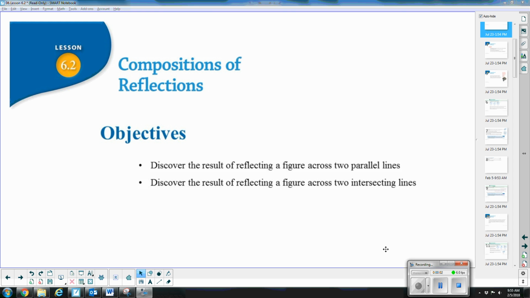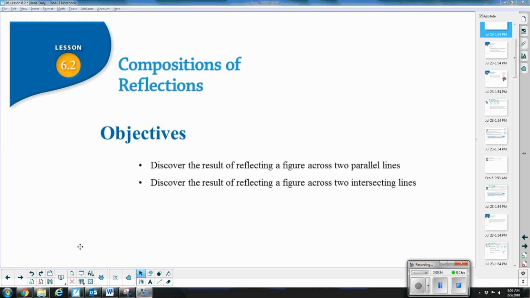Hi ladies, this is lesson 6.2 and it's about compositions of reflections. So that's reflection after reflection. In this lesson we're going to look at two different types of compositions: the composition of reflections across two parallel lines and the composition of reflections across two intersecting lines.